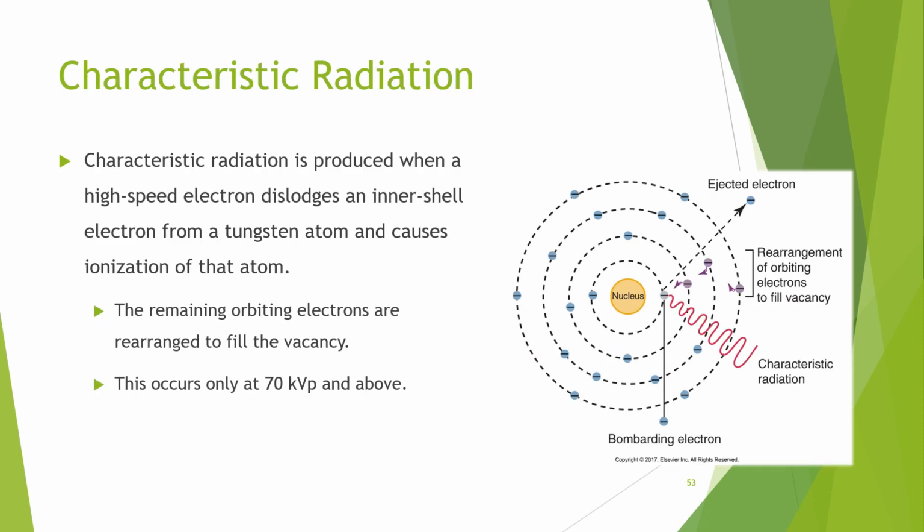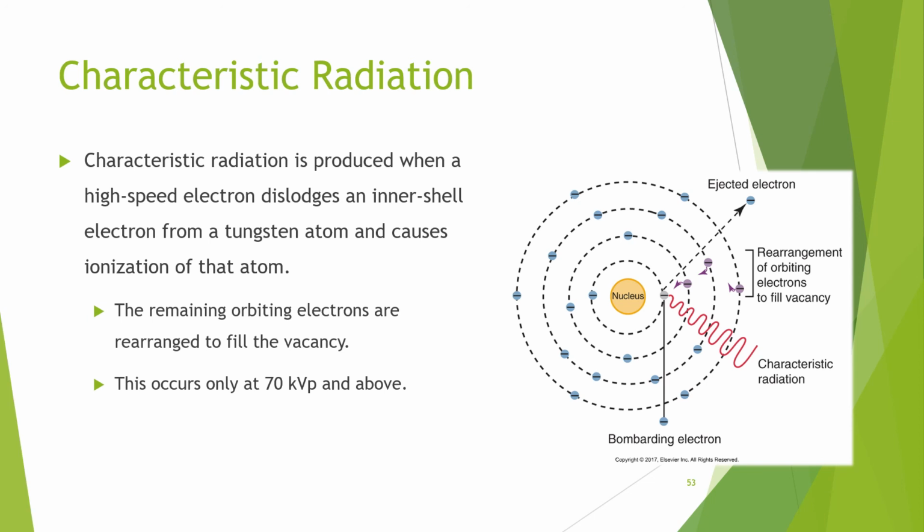Okay, so the other type of radiation is this characteristic radiation, and this is produced when that high-speed electron dislodges an inner shell electron. So you can see here that the bombarding electron is going in straight and then it's kicking out one of those ejected electrons. Only very high-speed electrons would be able to go all the way through and have enough energy to break off one of those inner shell electrons. Those, remember, they have a lot more of that binding energy holding them in there.